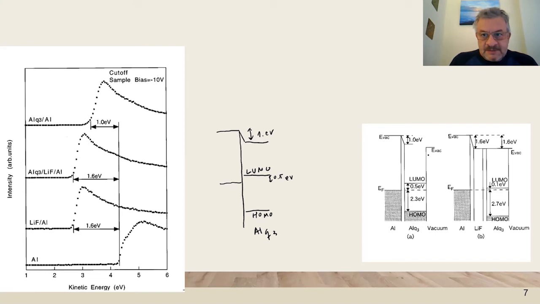In this case, an intermediate layer of lithium fluoride is often used, because lithium fluoride makes a deeper dipole, which is 1.6 electron volts. This is going to come deeper. And then we have a much better match of the aluminum energy levels and the LUMO of the Alq3, as you can see represented here.